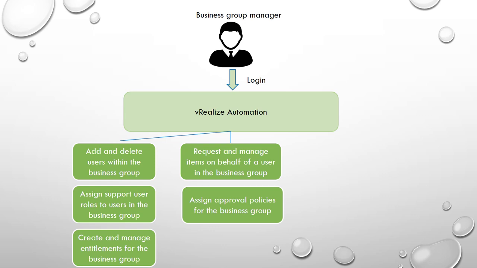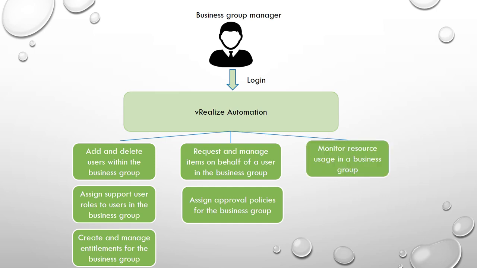It can assign the approval policies for the business group. It can select which approval policies need to be applied over this business group. And those approval policies will trigger whenever a request is being triggered and the approval policies have been applied on that request, then the approver can accept or deny the request, which will affect the provisioning in the long run.